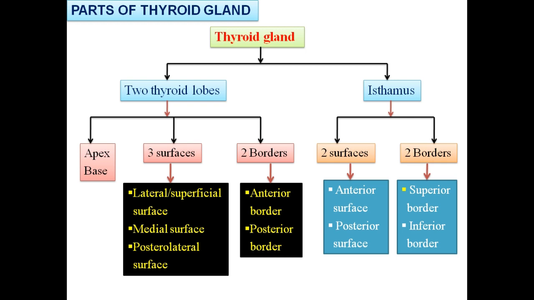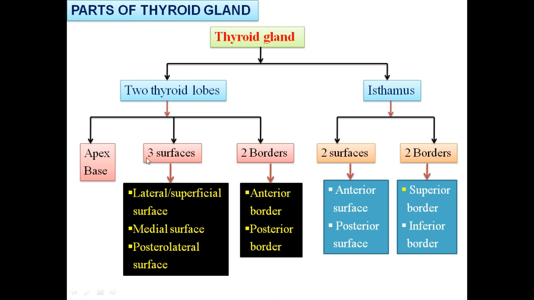In this flow chart, we can see the external features of the right and left lobe and isthmus. Each lobe consists of an apex, base, three surfaces, and two borders, and the isthmus consists of two surfaces and two borders.